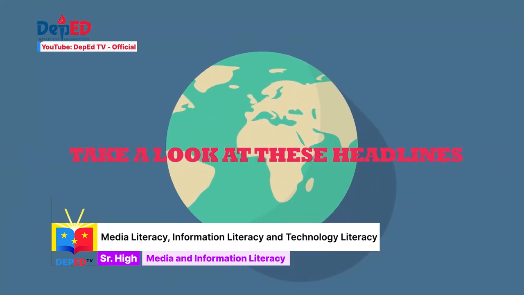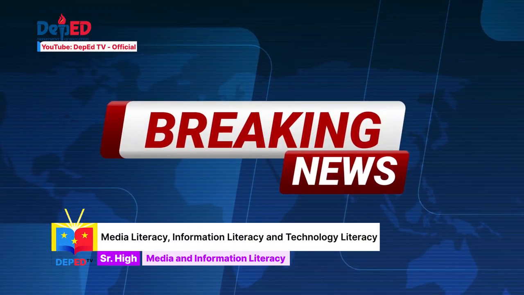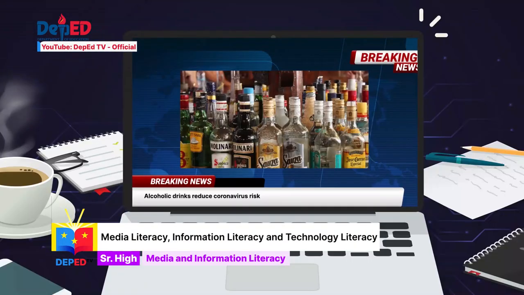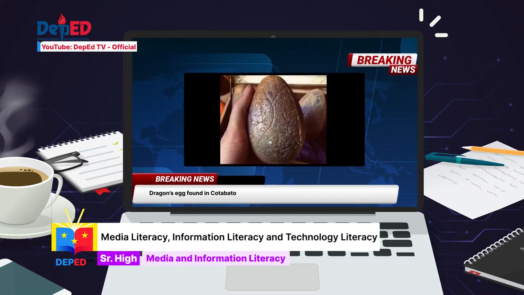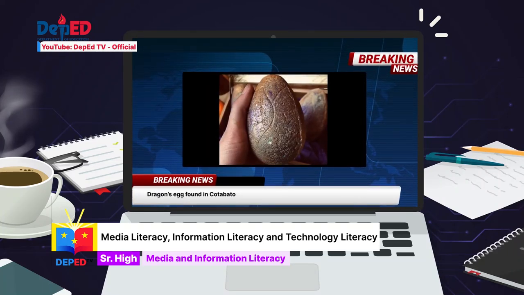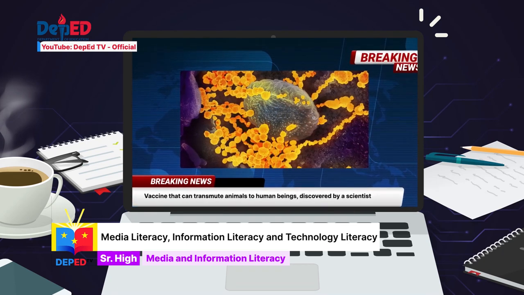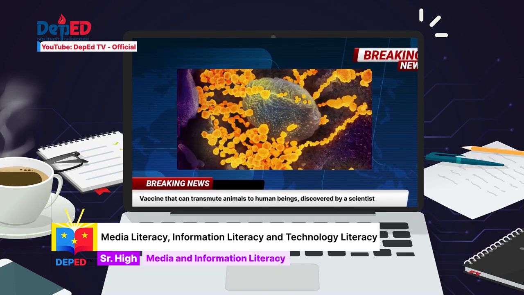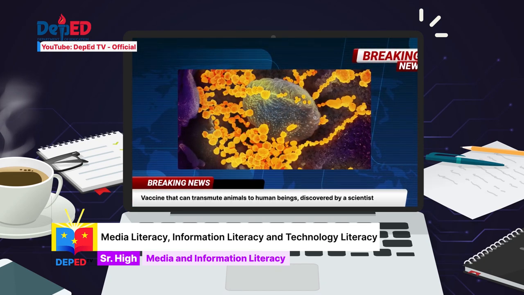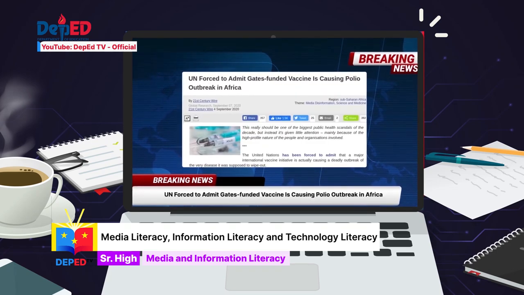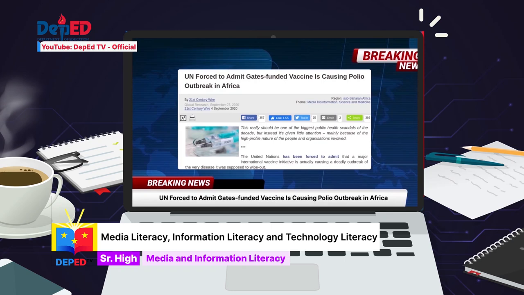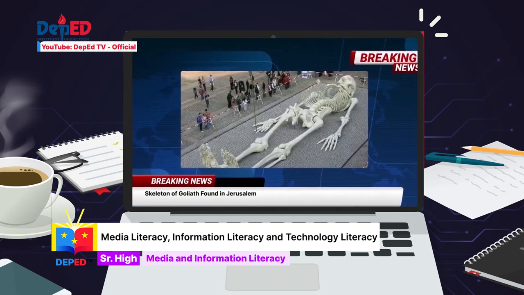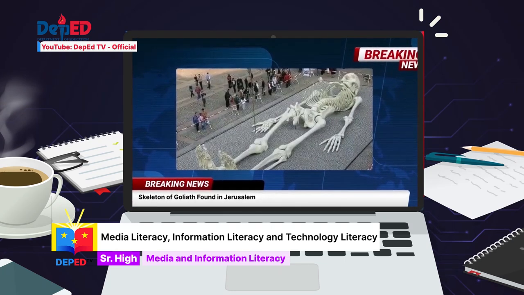Take a look at these headlines. Breaking news. Alcoholic drinks reduce coronavirus risk. Dragon's egg found in Cotabato. Vaccine that can transmute animals to human beings discovered by a scientist. UN forced to admit Gates-funded vaccine is causing polio outbreak in Africa. Skeleton of Goliath found in Jerusalem.